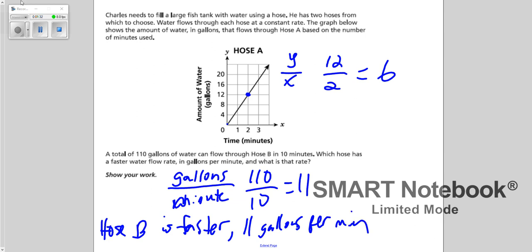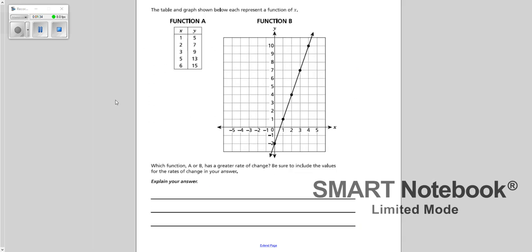All right, next question. Two functions, which one has a greater rate of change? And you have to include the values, so which means you have to show your work and show where you found the rate of change. So function A is a table. You can pick two of the points and do the slope formula. That's the way I've always done it since I was in 8th grade. 8th, 9th, high school, college. I just picked 2 points to do the slope formula, but you could do the jumps, but I'll show you the slope formula. 7 minus 5 over 2 minus 1 equals 2 over 1.